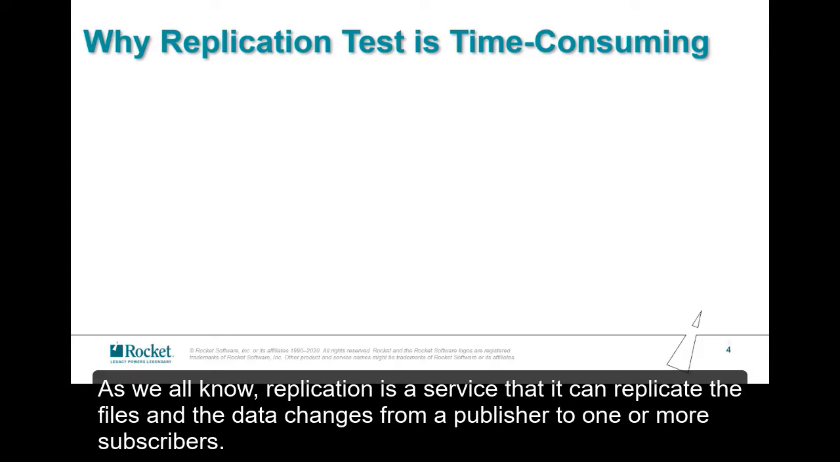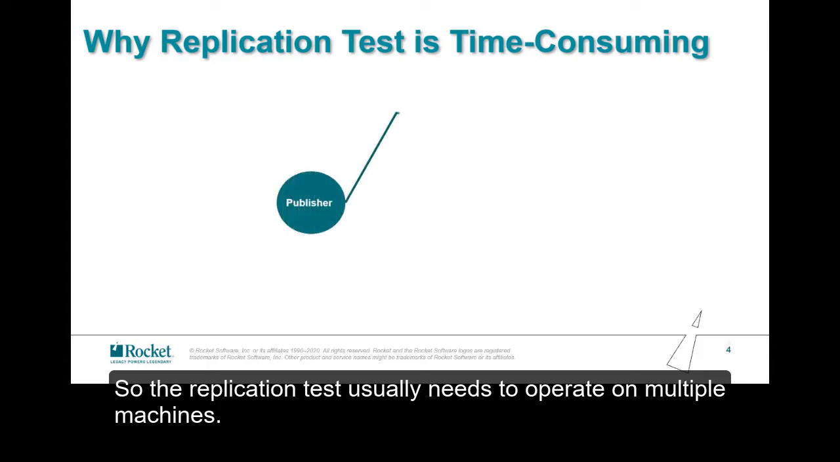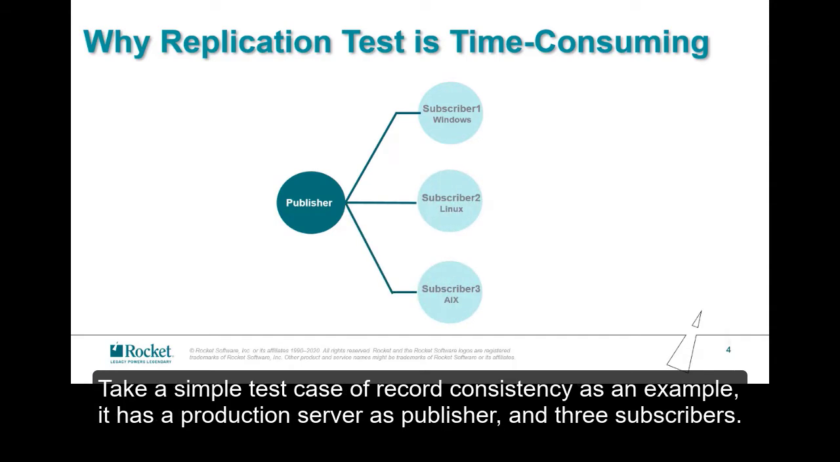As we all know, replication is a service that can replicate the files and data changes from a publisher to one or more subscribers. So the replication test usually needs to operate on multiple machines. Take a simple test case of record consistency as an example. It has a production server as a publisher and 3 subscribers.